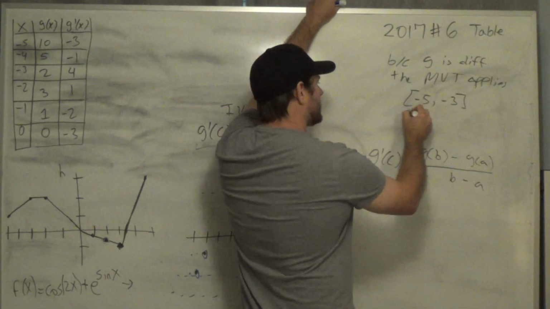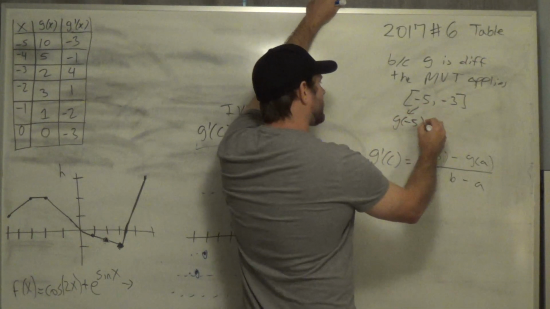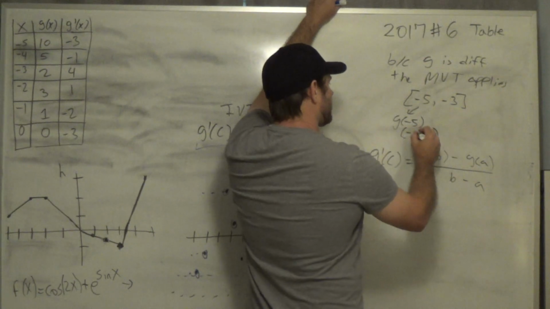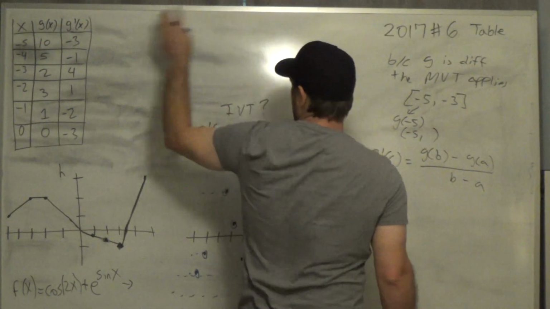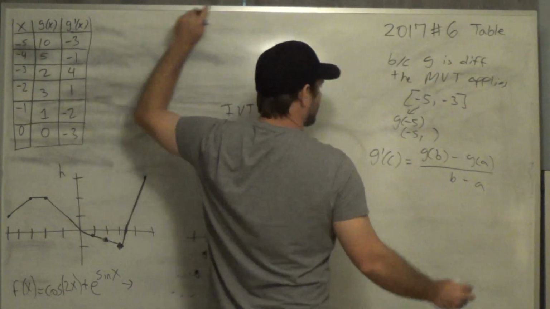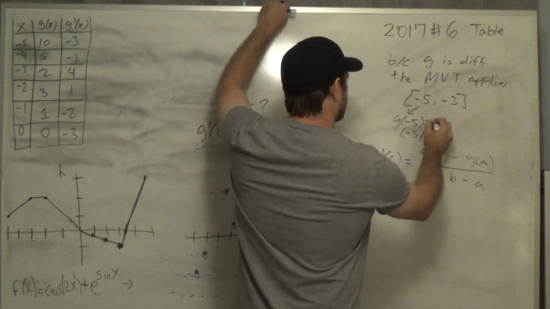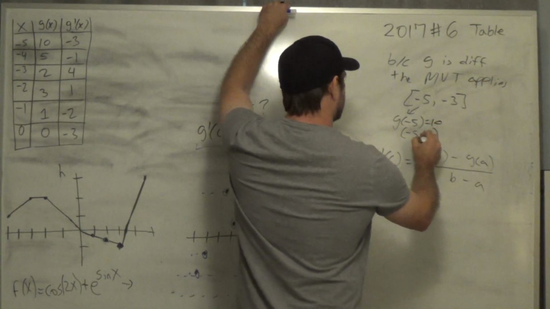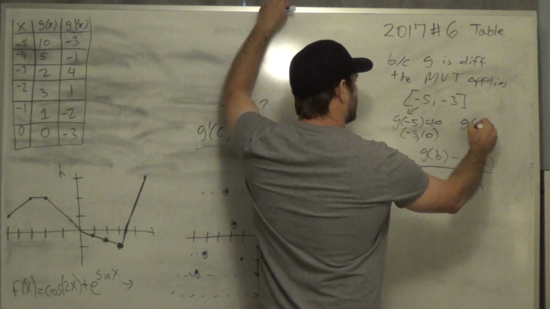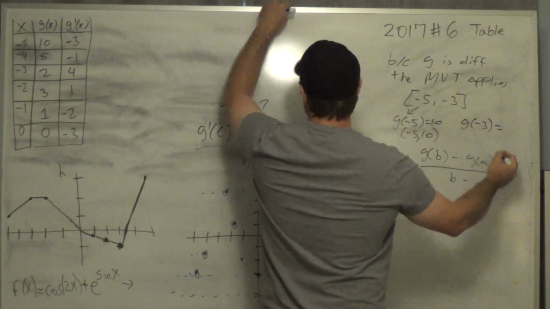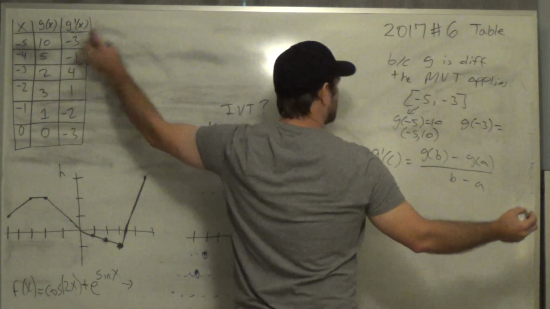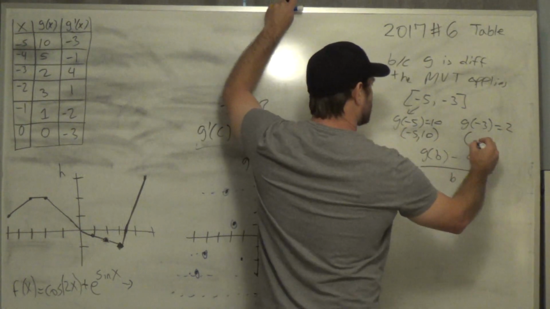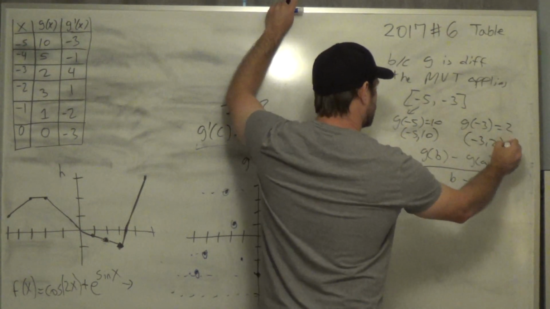So let's look at the ordered pairs here. What is g of negative 5? So I have negative 5 comma what? If you look over here, g has negative 5 comma 10. That's a 10. And then look at the other endpoint, negative 3. g of negative 3 is 2. Or in other words, negative 3 comma 2.